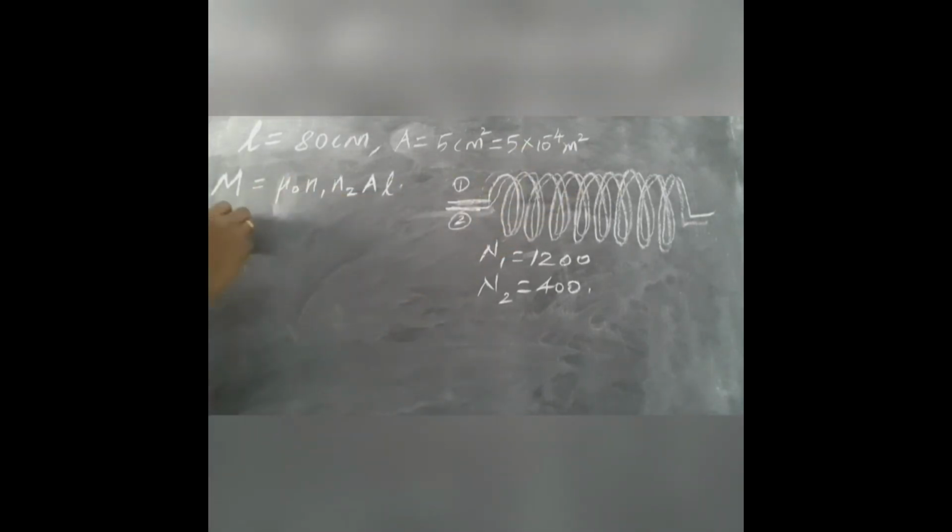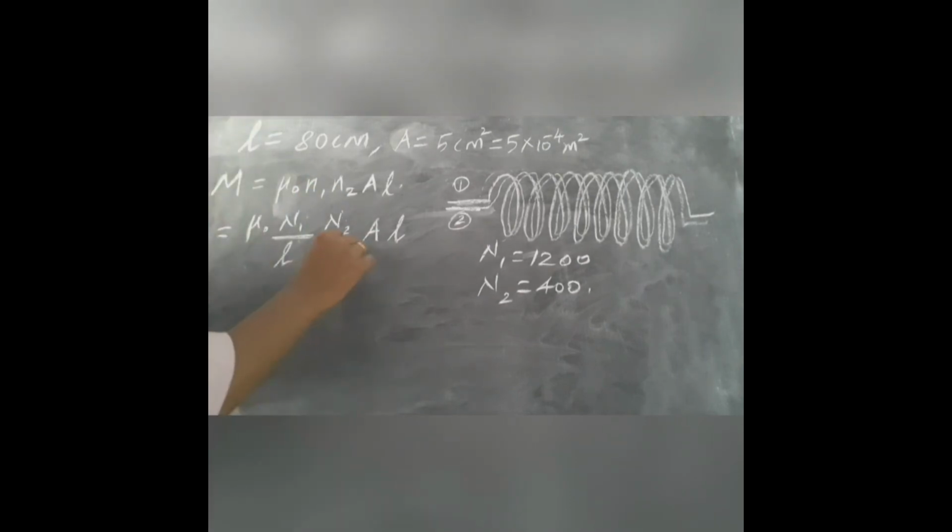So this can be expressed like this. Mu naught N1 by L, N2 can be written as N2 by L, A L. This is only the number of turns per unit length for two coils. So here L is a common thing that can be cancelled. Let us substitute the remaining values.